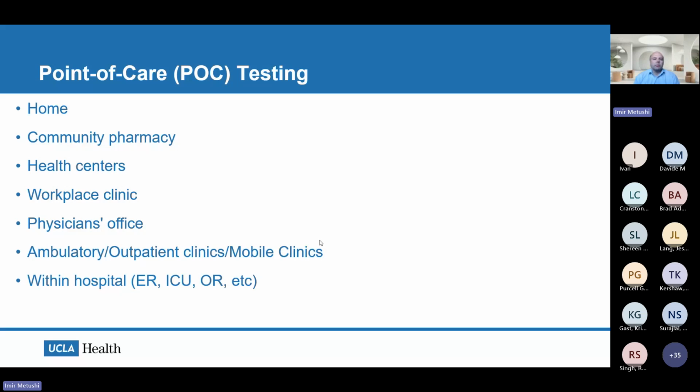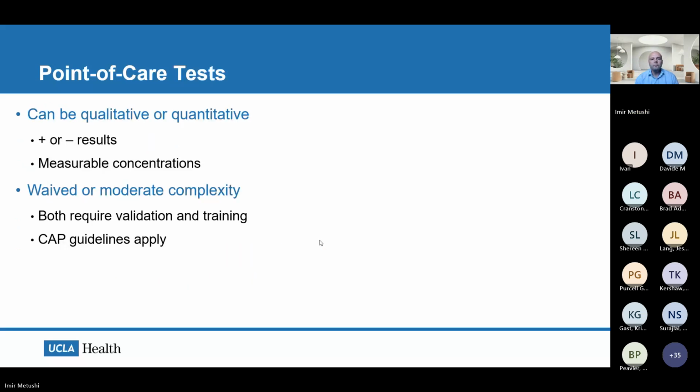Well, it can be done at home, community pharmacies, healthcare centers, workplace clinics, physician's office. And most of the time I divide this into in hospital or outside of the hospital, which is what we mostly deal with. So within hospital, we have our different hospital units that have several different types of point of care instruments. Outside of the hospitals, we have the ambulatory clinics that are spread out over our geographical region. But we're starting to offer this in mobile clinics like healthcare vans, which we're going to take a look at.